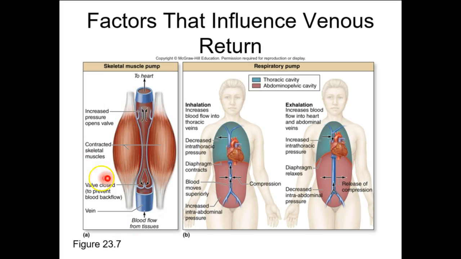It looks like this. So this segment is being squeezed. This looks like your gastrocnemius muscle to me. I don't know if that's what it's supposed to be, but that's what it looks like. So if this portion of this blood vessel is squeezed, it can't go backwards, it can only go forwards. So that's your skeletal muscle pump. It pumps it forwards, one direction only.